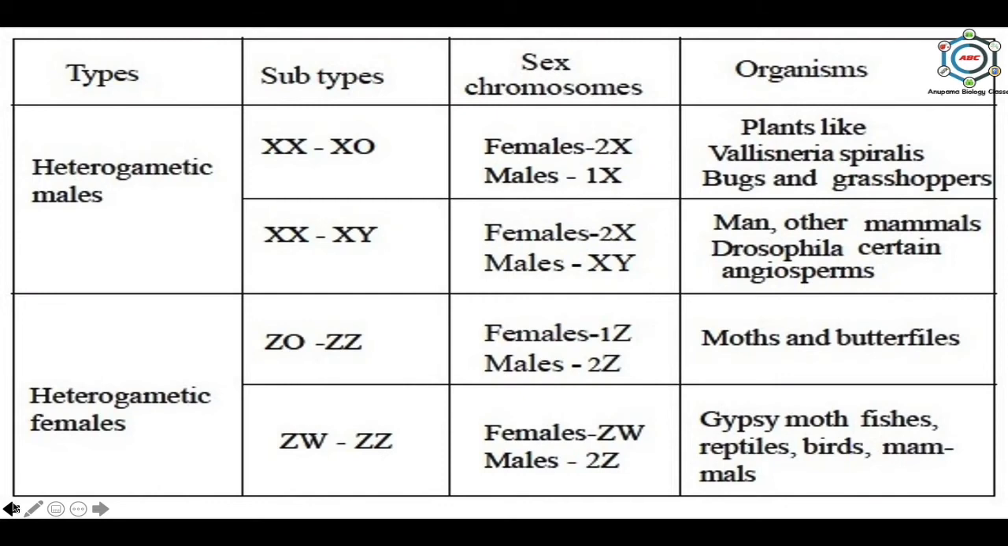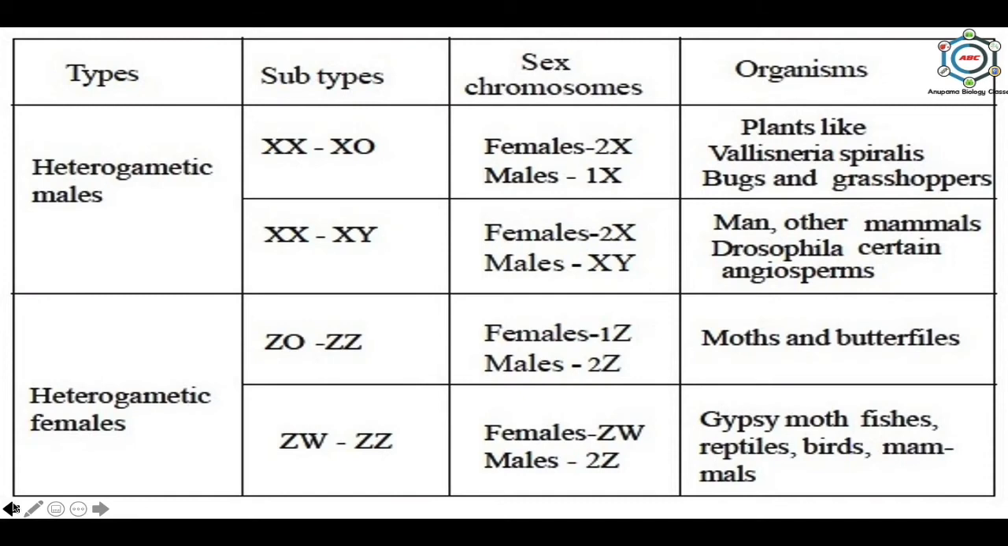In case of heterogametic males, there are two subtypes. The first one is the XX-XO condition, where the sex chromosomes in the female are 2X chromosomes and in the male 1X chromosome, and the Y chromosome is lacking. The examples are plants like Vallisneria, asparagus, bugs and grasshoppers. While in heterogametic male condition, the second subtype is the XX-XY condition, where the females have 2X chromosomes and the males have X and Y chromosomes. It occurs in man, other mammals, Drosophila, certain angiosperms, etc.